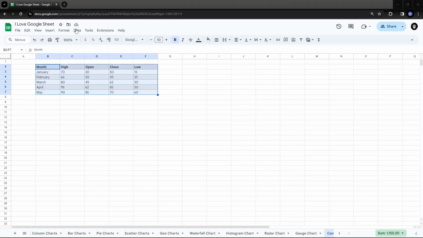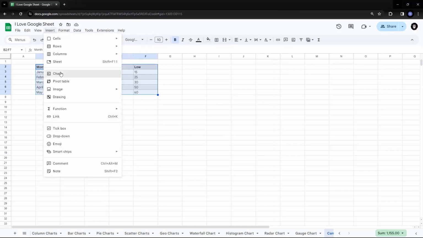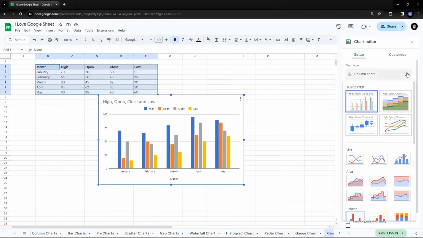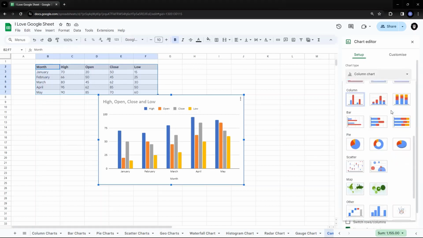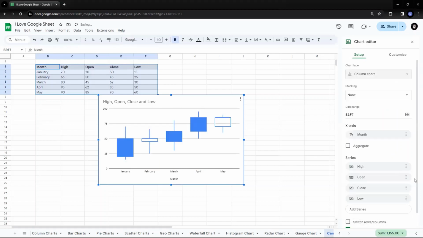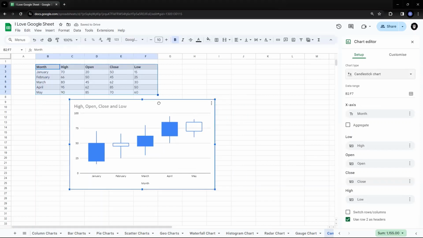So I'll go to insert, I'll go to chart. Since I've selected the data, it has automatically shown me the column chart, but we do not want the column chart. Now in the suggested options, it has automatically shown me the candlestick. The candlestick is also available in others as candlestick chart, so I'll select it from others as of now. Here is the candlestick chart.